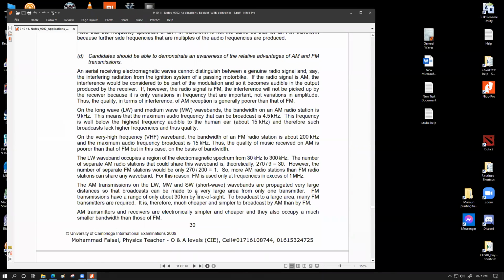Okay. Then comes this paragraph. This is actually good. Acha.